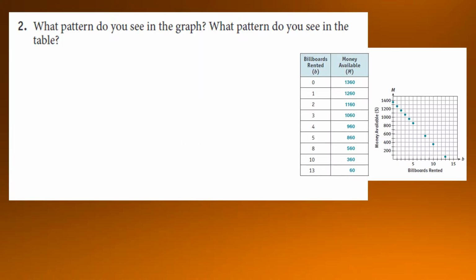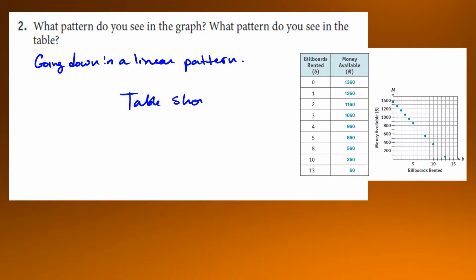So on the graph, I noticed that it's going down, and it's going in a linear pattern, which would imply that, do you remember what that would imply? That there is a constant rate of change. So if we look at the table, it shows a $100 decrease for each billboard. So it does sound like a constant rate of change.